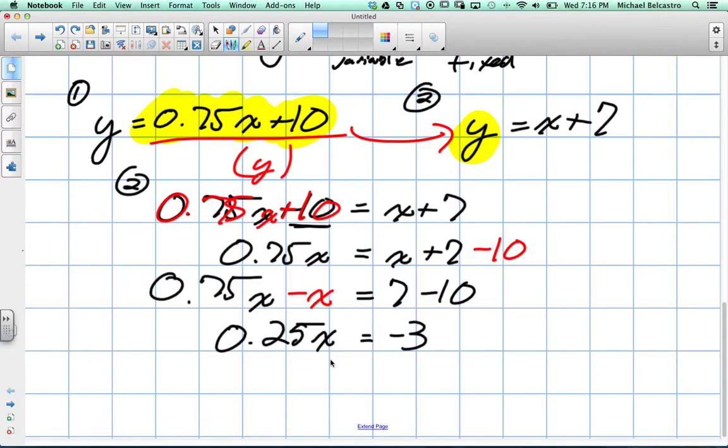The goal is to isolate for x. So what do we have to do next? Divide by 0.25.